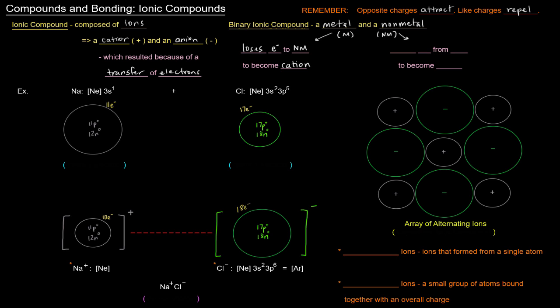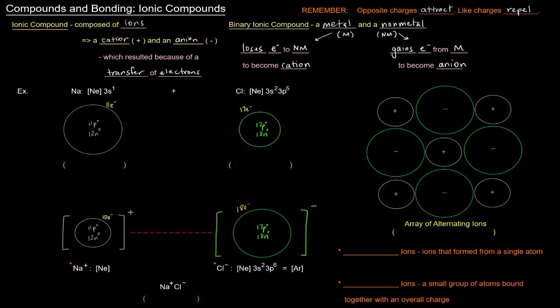The nonmetal gains electrons from the metal to become an anion. Okay, so the metal loses its electrons to the nonmetal. Okay, let's see an example of this.